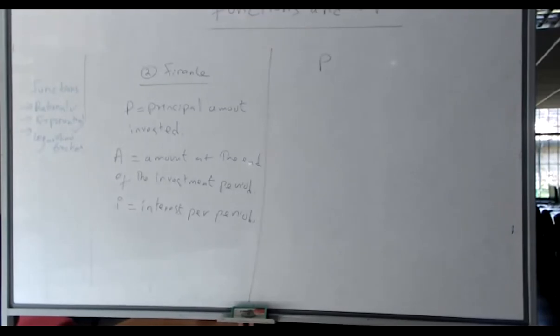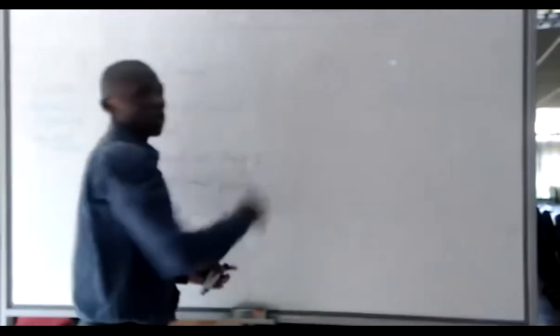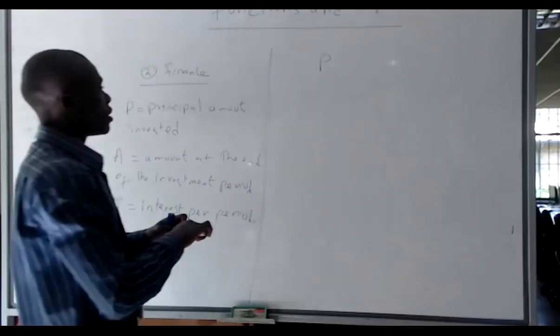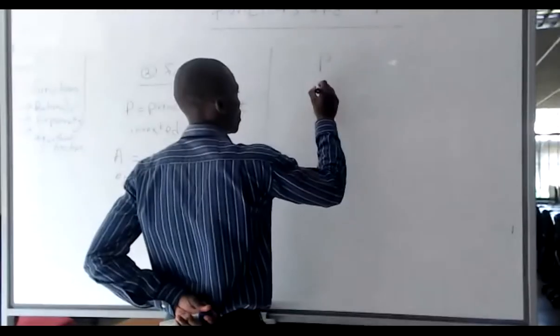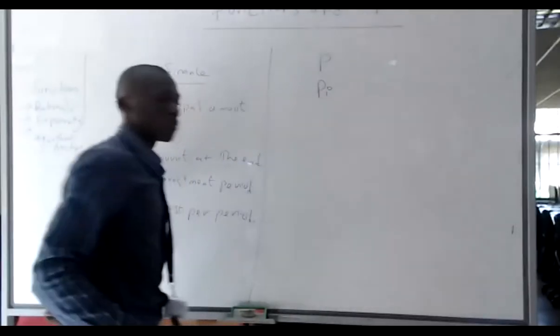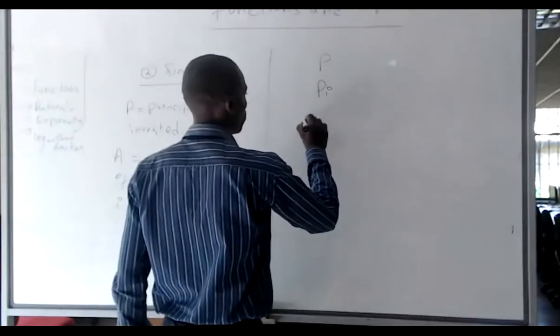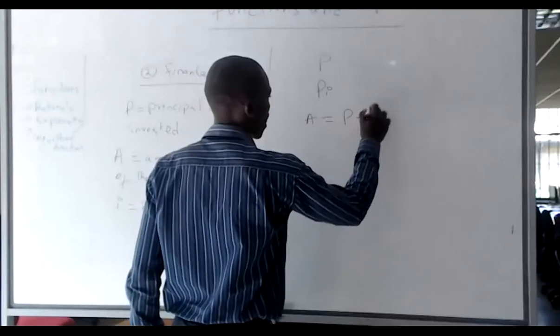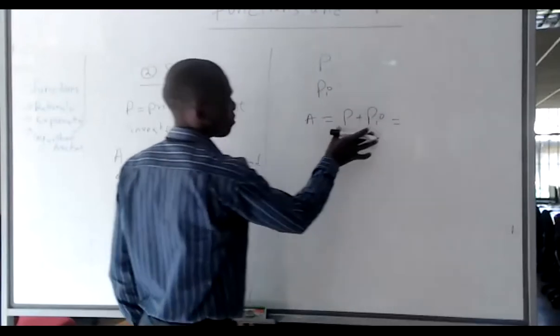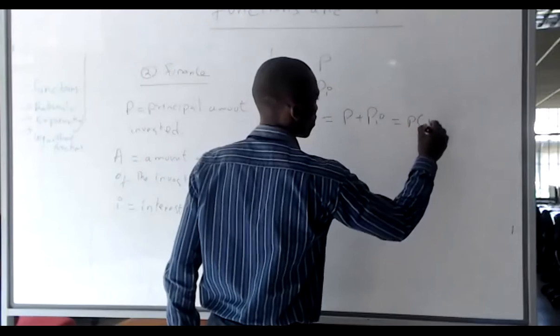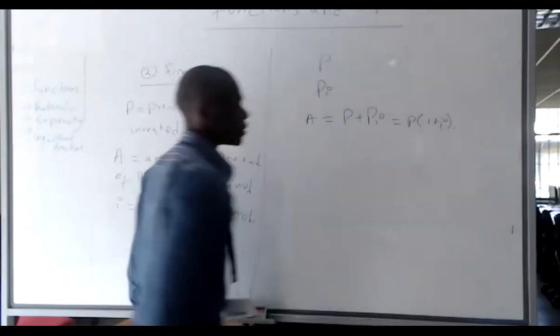Yes, thank you. Suppose you're investing some amount P, and then the interest you earn is P times I, P times the percentage. So at the end of the first period, what you will have will be P plus PI, which you can factor P out and write this as P into 1 plus I.